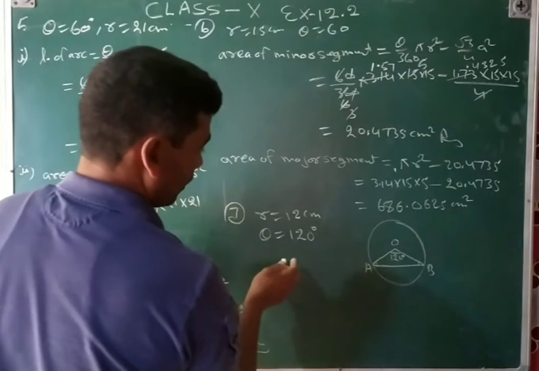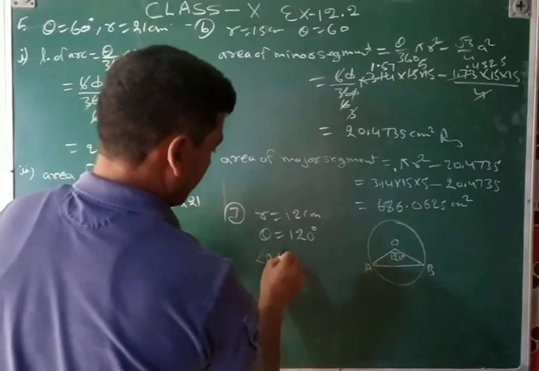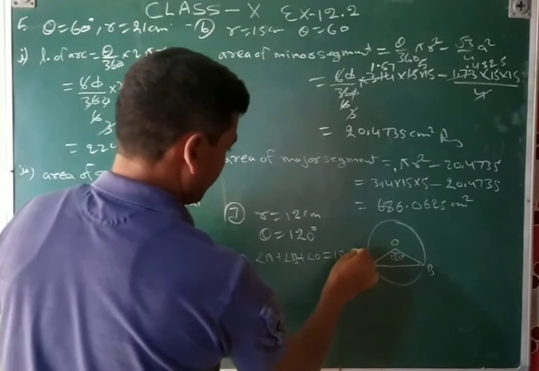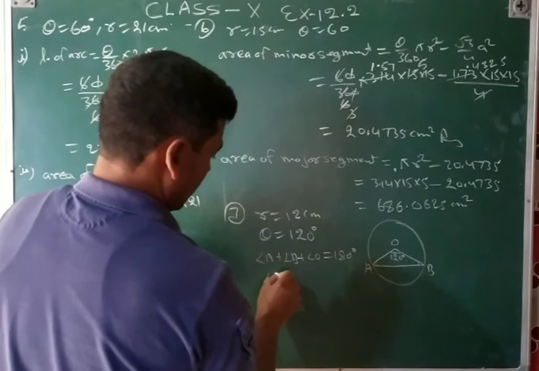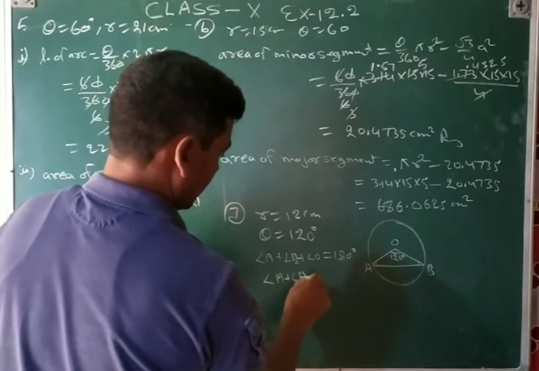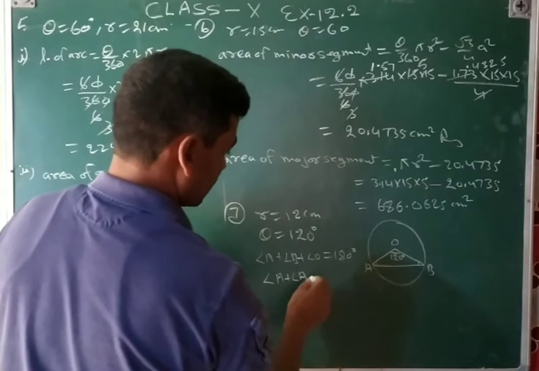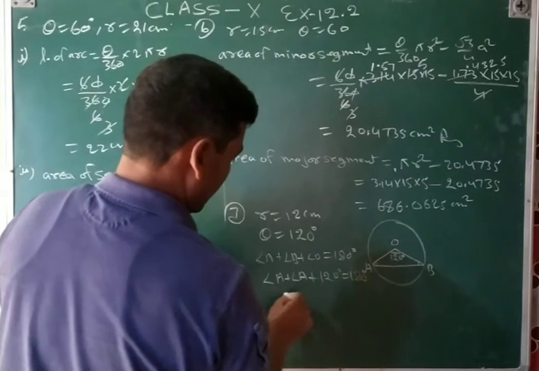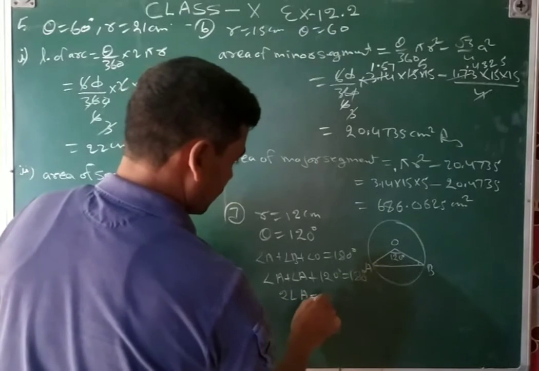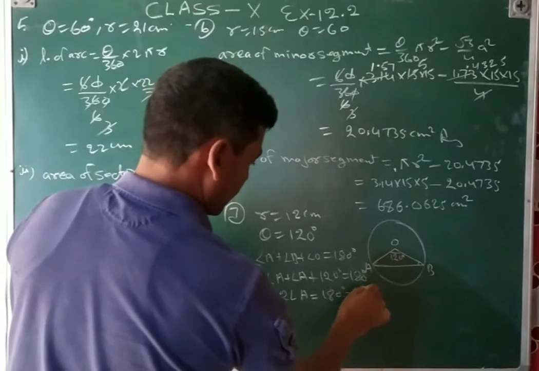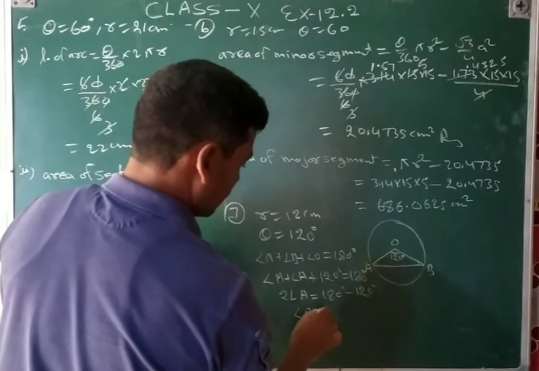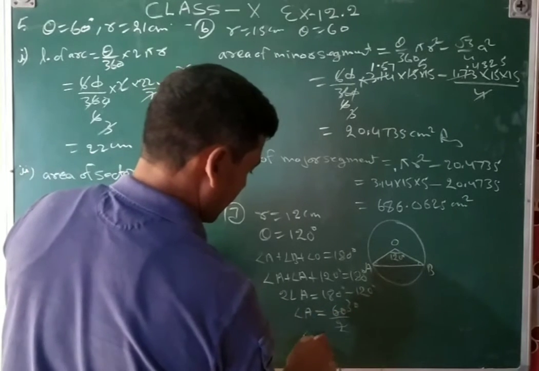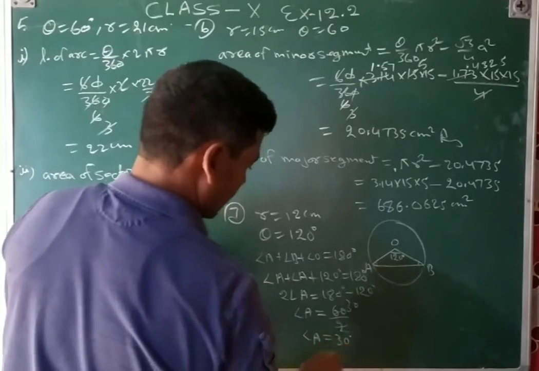OAB. So first of all we find the angle A plus angle B plus angle O is equal to, we know that, 180 degree, and then angle A plus angle A, both are equal angles because these radii are equal, plus 120 is equal to 180 degree, and then 2 angle A is equal to 180 minus 120, and then angle A is equal to 60 upon 2, 30. So angle A is equal to 30 degree.